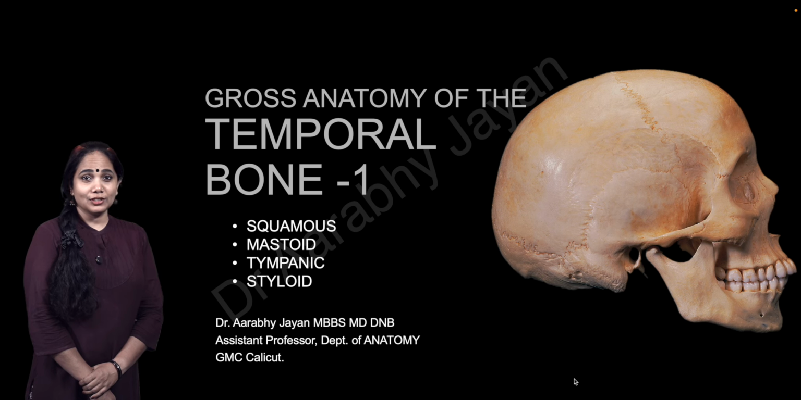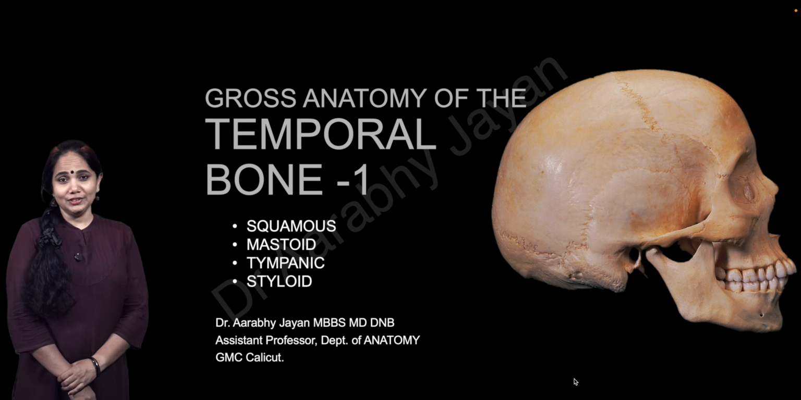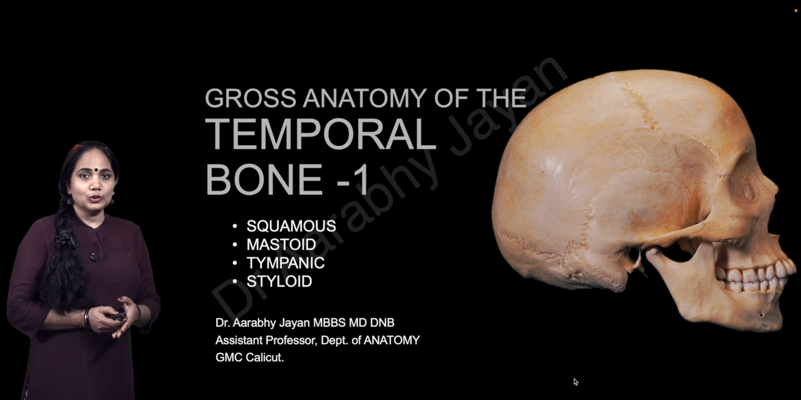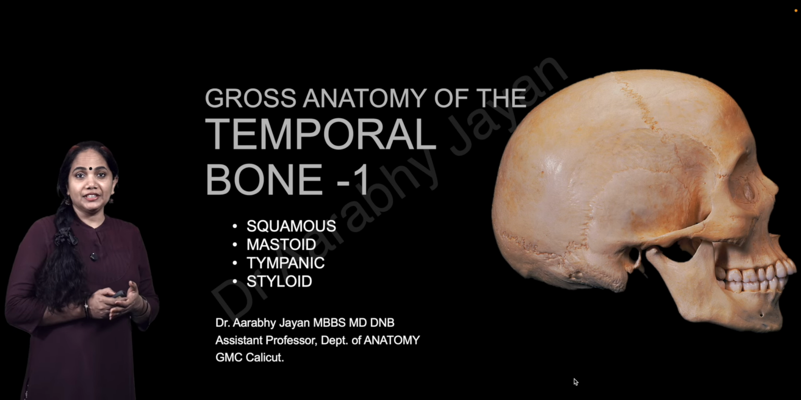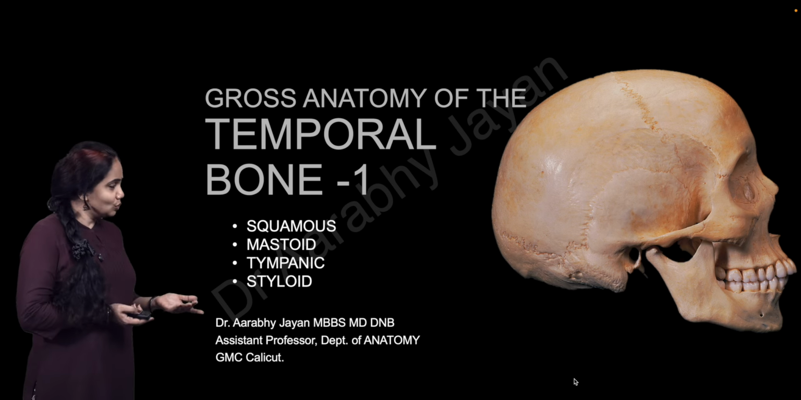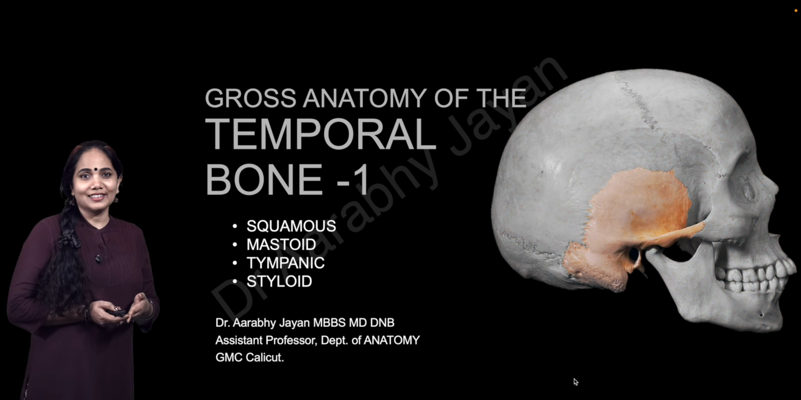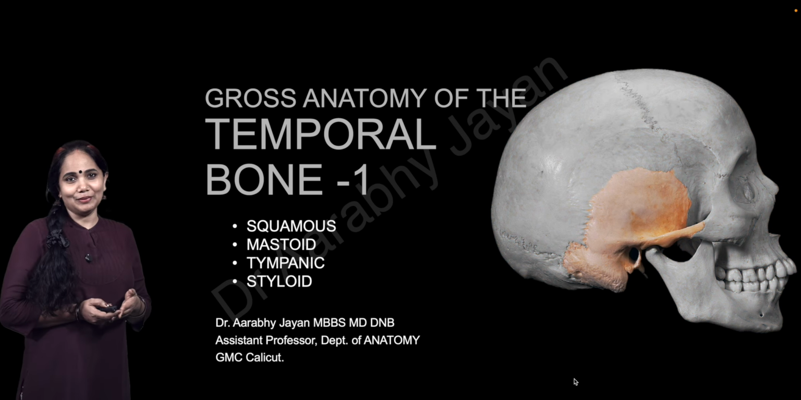Today let's talk about the gross anatomy of the temporal bone. We will deal with the temporal bone in two parts. In the first part we'll deal with the squamous, the mastoid, the tympanic and the styloid parts. In part 2 we will deal with the petrous. So let's move and continue with the gross anatomy of the temporal bone.